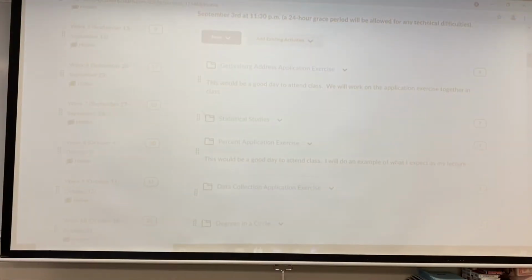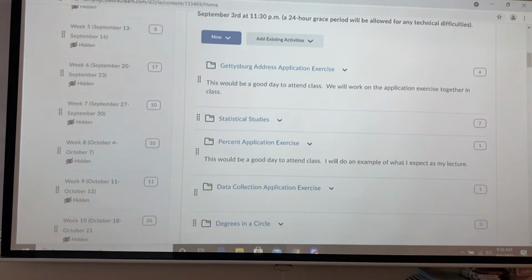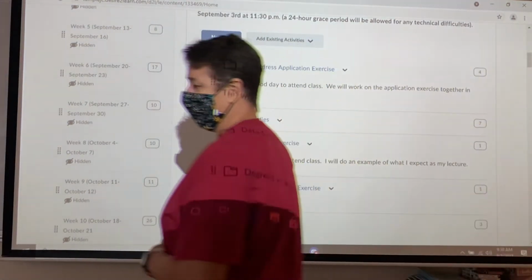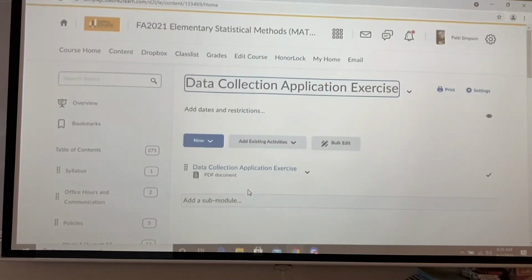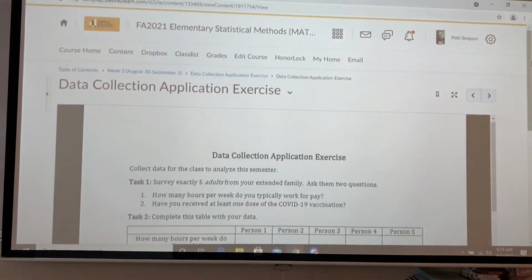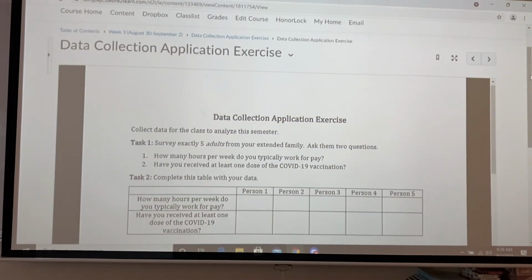Today we're going to complete our percent application exercise. And today I'm going to show you the other two application exercises that you're going to have due this week. The first one I want to look at is the data collection application exercise. This is nice and simple. It's not too difficult. Shouldn't be that time consuming.